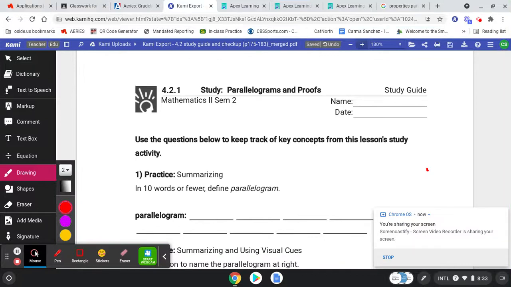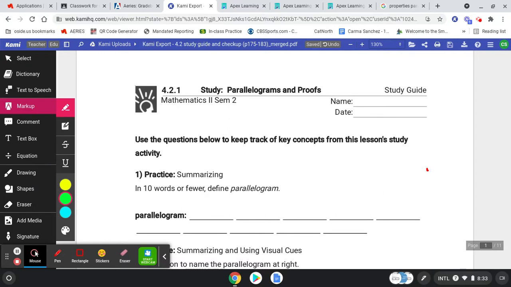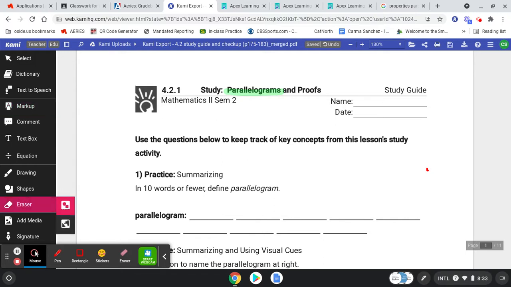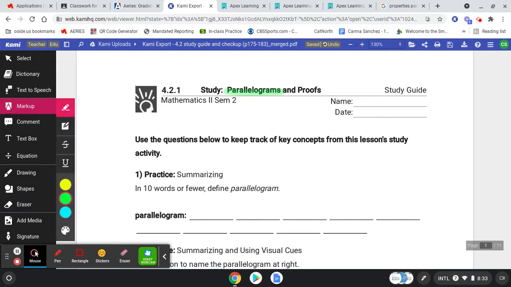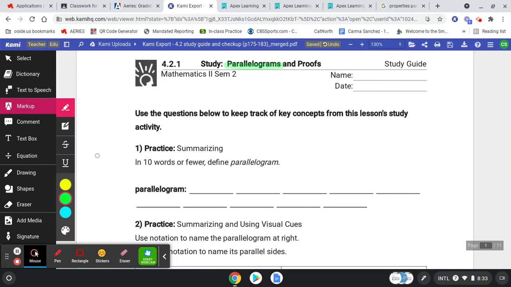Okay, we're starting on the 4.2 study guide, and this study guide pertains to a particular shape, parallelograms. We're going to be talking about the definitions of parallelograms, the properties of parallelograms, and then talking about how we prove, or how certain things show us why those properties and definitions are true. So here we go. In 10 words or fewer, define parallelogram.